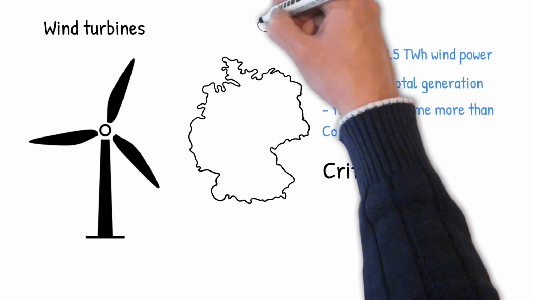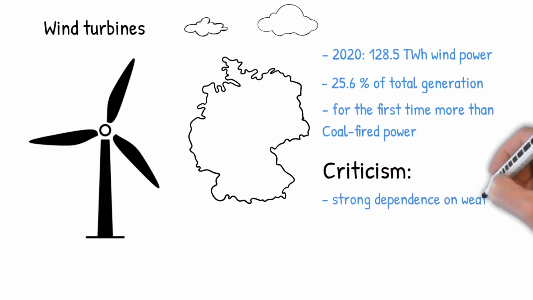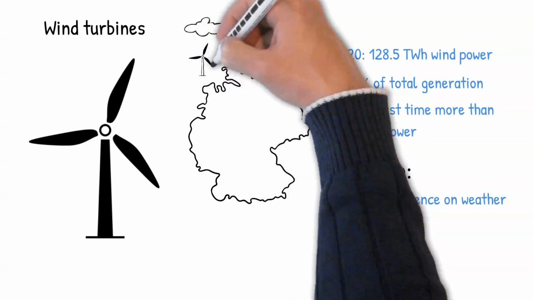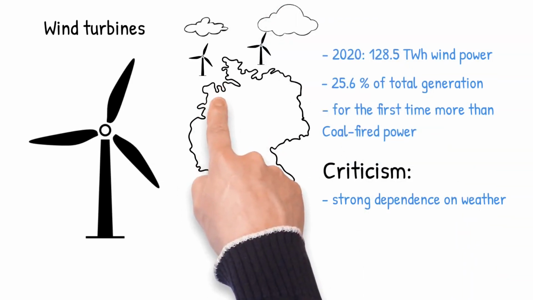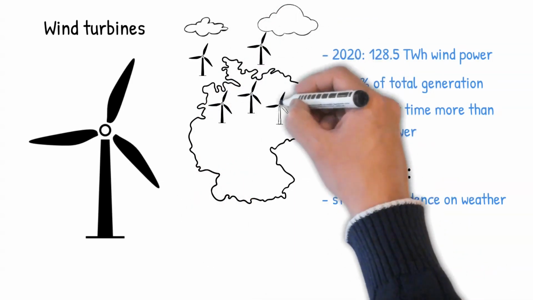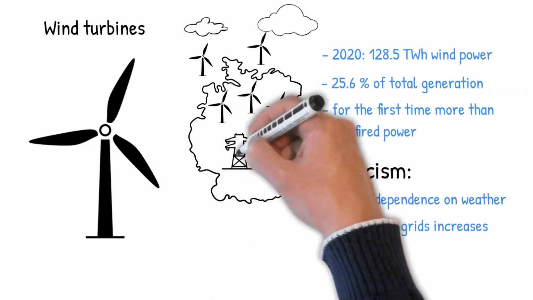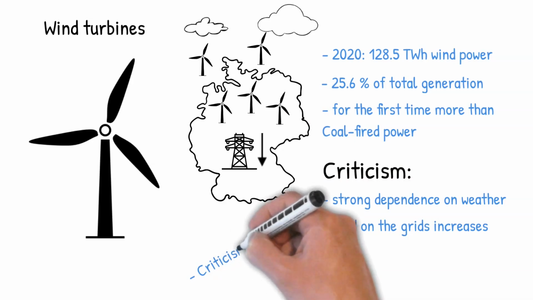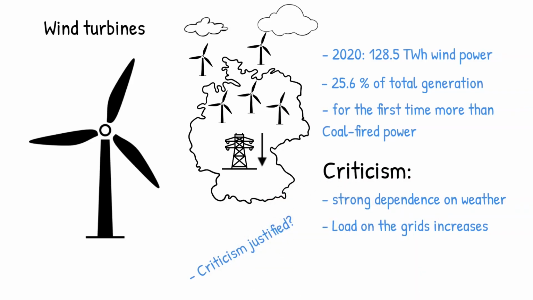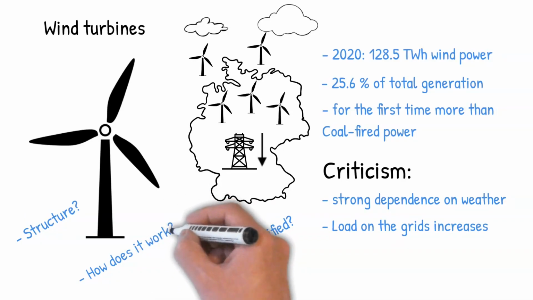The biggest criticism of wind energy is its strong dependence on weather, since it is not always windy in Germany, resulting in a great burden on the power grids, as wind turbines are increasingly built in the windier north. To what extent this criticism is justified and what you can do about it, you will know at the end of this video. You will also learn how a wind turbine is built and how it works.